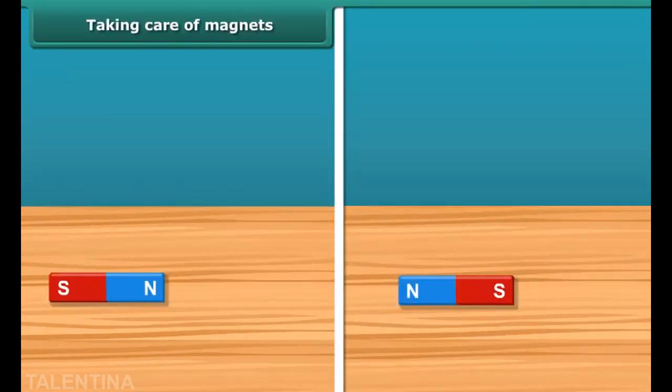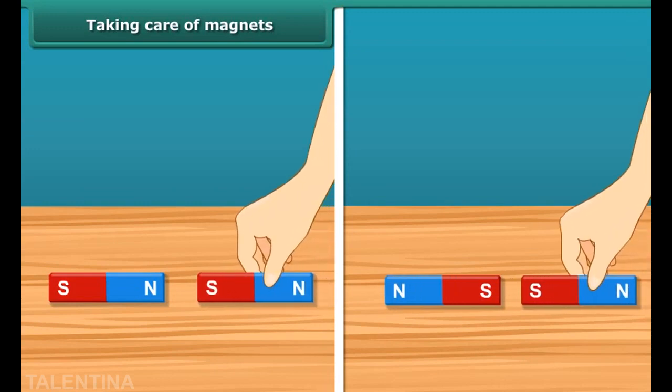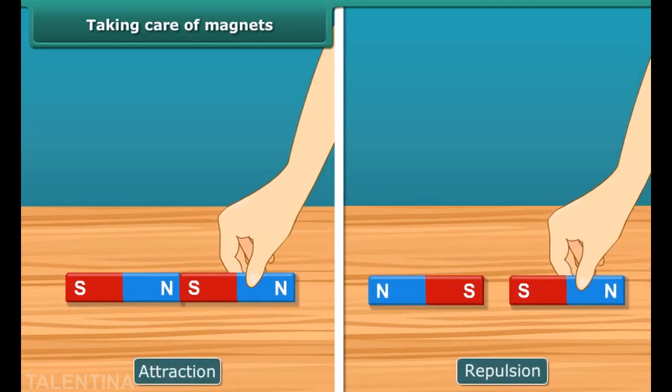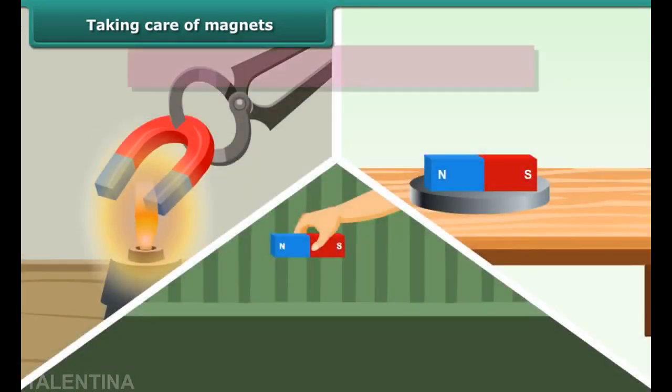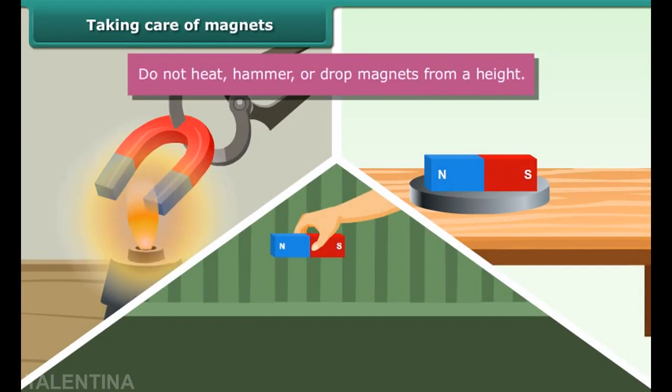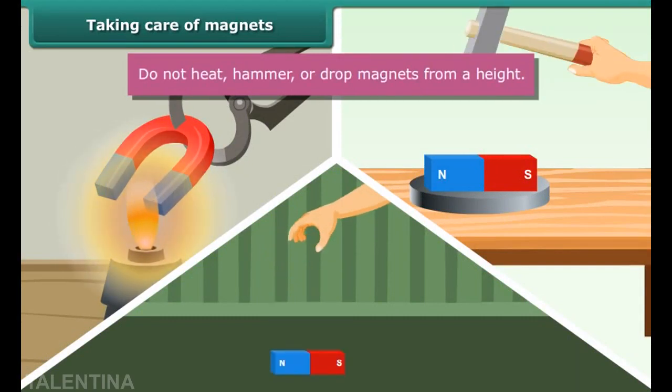Taking care of magnets. We are now aware of the attraction and repulsion properties of a magnet. To keep magnets safe and in working condition, follow these guidelines. Do not heat, hammer, or drop magnets from a height. They will lose their property if done so.